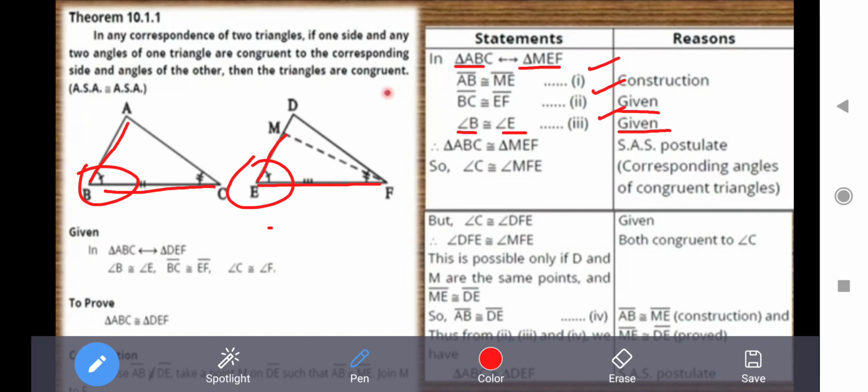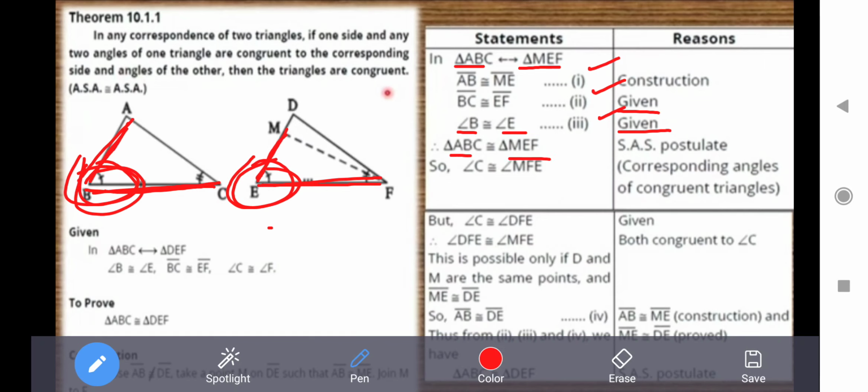Now if I told you that if two sides and one angle are congruent, then what does it mean? If in the other triangle the same corresponding sides, means if they correspond with each other, then these two triangles are congruent. Clear? Like for example, triangle ABC is congruent to triangle MEF.